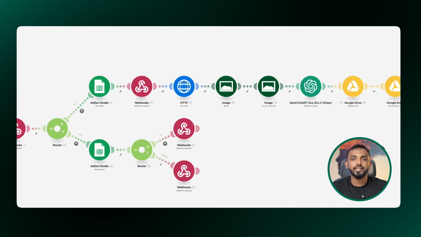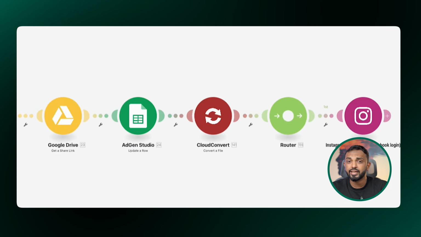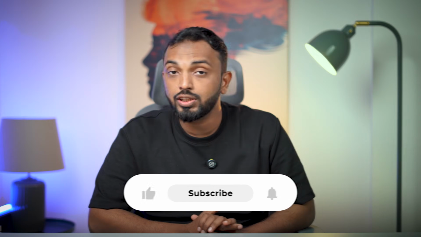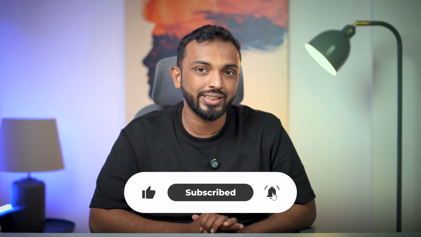This automation creates UGC ads and posts them to Instagram automatically. All you need to do is add the product image of your brand and the ad will be ready within a few minutes. If you are a business owner, then this automation will save you a lot of money. I will show you how to create this automation using these apps.